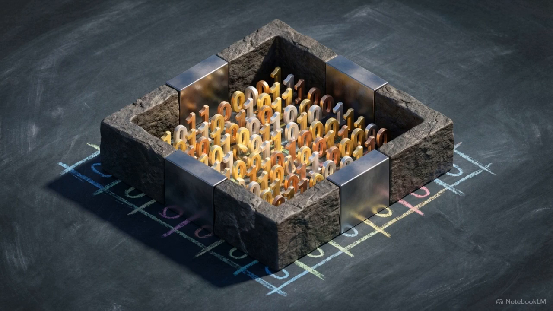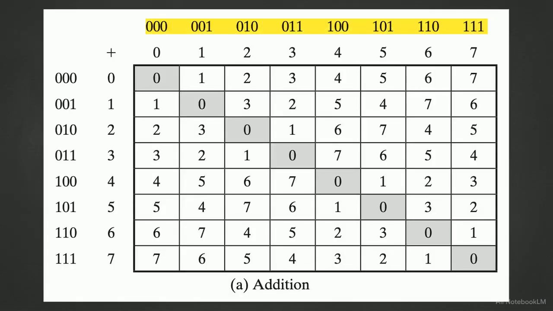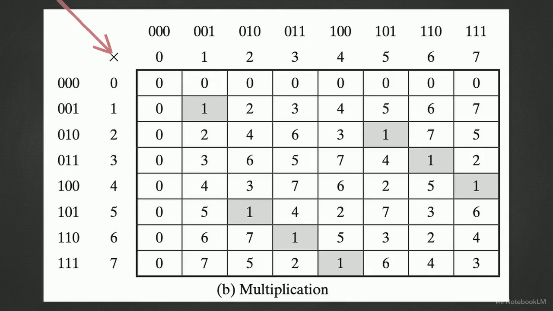We can view the complete operational landscape of these rules in a 3-bit Galois field, GF2 to the 3. In this addition matrix, every possible combination of inputs results in a value that stays strictly between 0 and 7. The multiplication matrix for this same field follows the same rigorous logic. The internal grid shows no empty cells and no zero divisors. No values can escape the defined boundary of the field.